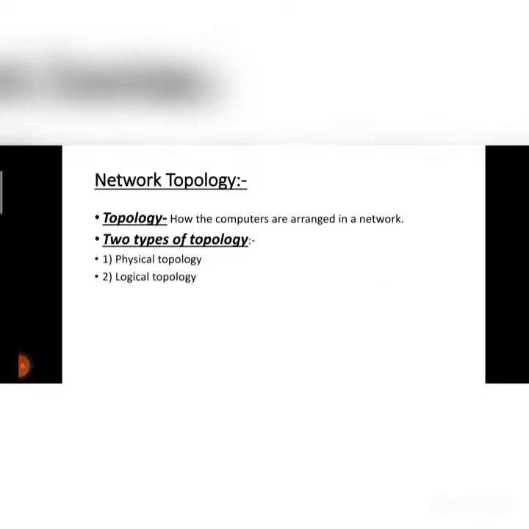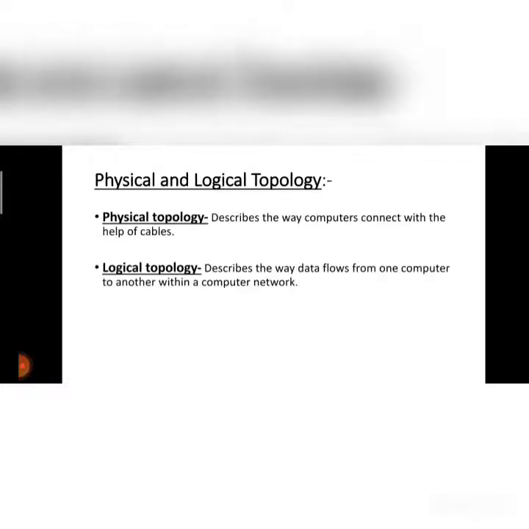As you have understood, in a computer network all the computers are linked with each other, but how these computers are arranged is called its network topology. In network topology, the word topology means how the computers are arranged in a network. There are two types of topology, that is physical topology and logical topology. Let us understand this one by one.